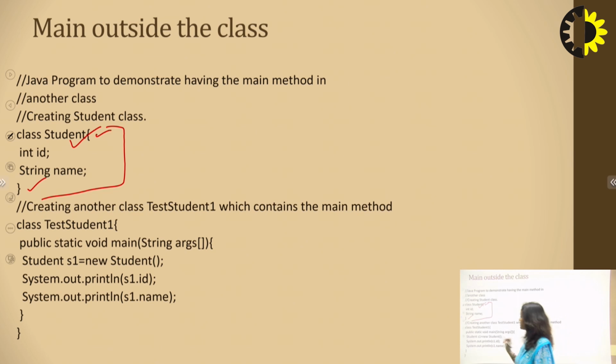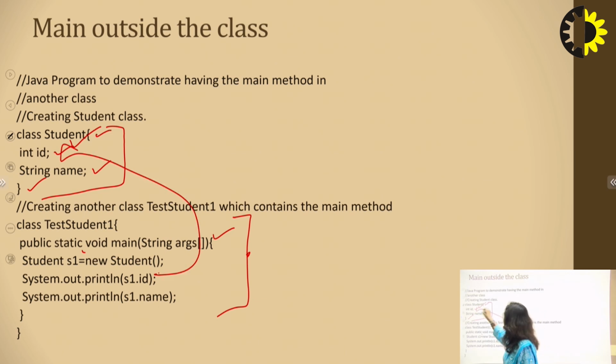It is only considering the declaration of two variables, id and name, of type integer and string. Now we are creating another class which will be named TestStudent. Here we are using the main method, public static void main, and in the main method we are creating an object s1, as we have done in the previous example. Now this s1 object is making a call to the id and name of class Student.